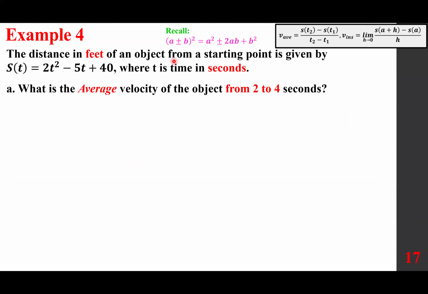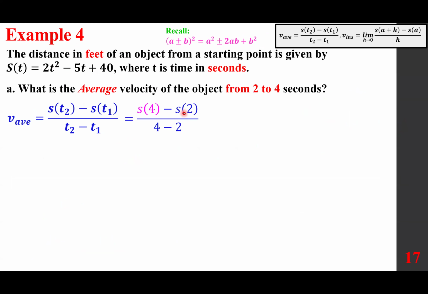The distance in feet of an object from a starting point is given by this function, where t is time in seconds. What is the average velocity of the object from 2 to 4 seconds? So average velocity is total distance, that means s of t2 minus s of t1, over total time, that means t2 minus t1. So it makes it s of 4 minus s of 2 over 4 minus 2.